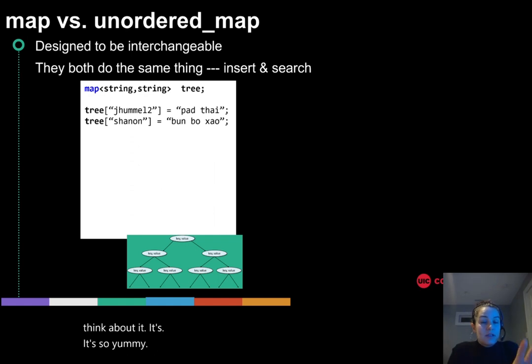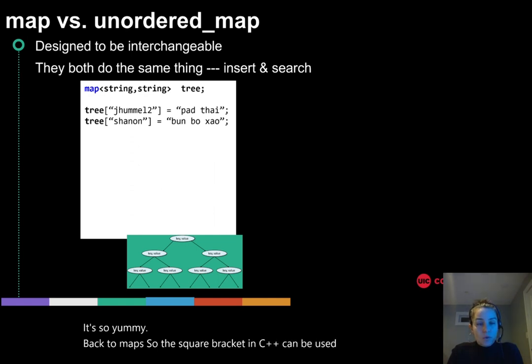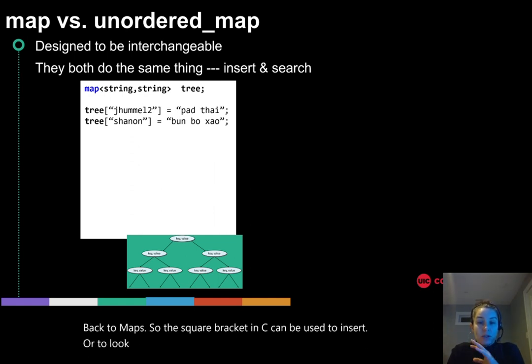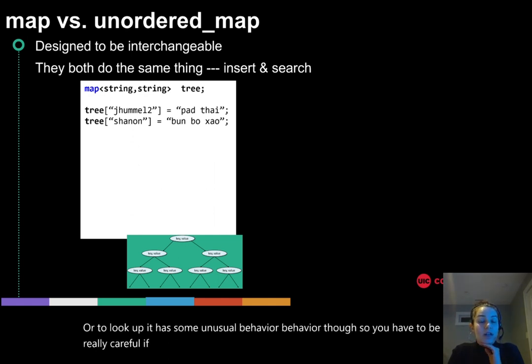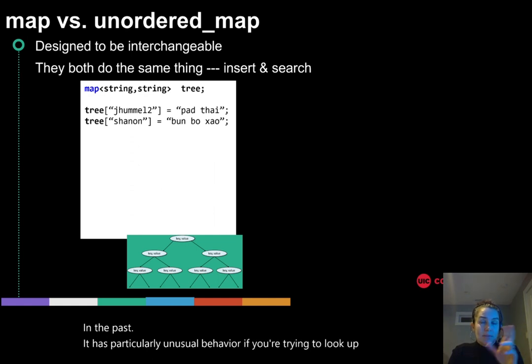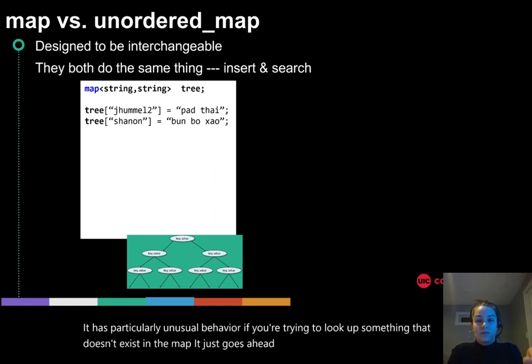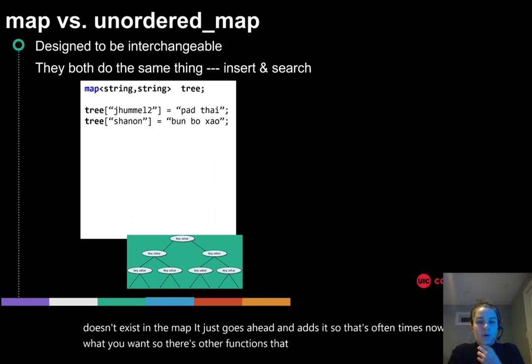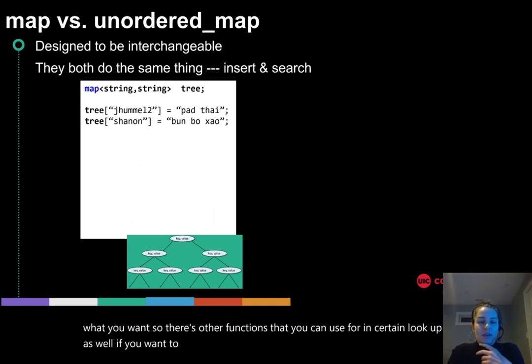Back to maps. So the square bracket in C++ can be used to insert or to look up. It has some unusual behavior though, so you have to be really careful if you remember back to when we used it in the past. It has particularly unusual behavior if you're trying to look up something that doesn't exist in the map. It just goes ahead and adds it, so that's oftentimes not what you want. So there's other functions that you can use for insert and lookup as well. If you want to use the square brackets, you just have to be really careful.